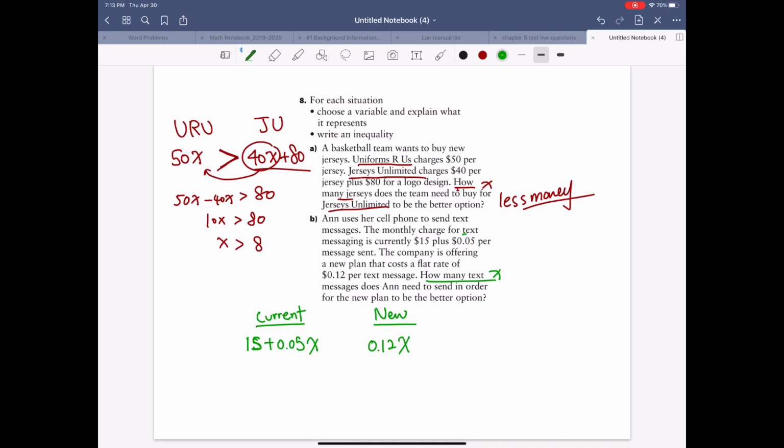Which one do you want to be a better plan? The new plan should be the better plan. So better option means less money, okay, when it's about money. So you want this to be less spent. Like that, and then you can solve the problem. Just rearrange the inequality to have x on one side and numbers on the other side, and solve it normally. Okay, cool.